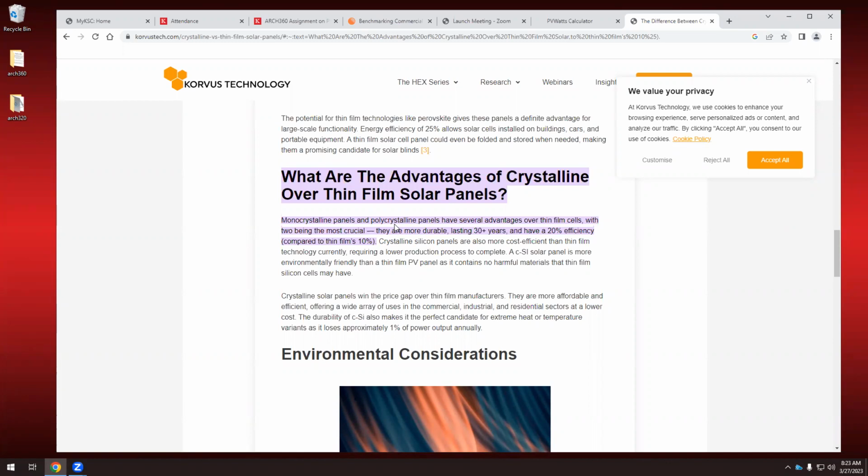The advantages: they are more durable, lasting 30 years, very optimistic, and have 20% efficiency compared to thin film at 10%. Again, the 20% efficiency is the highest efficiency that we can have under standard test conditions, which happens 1 second per year or per decade. But what we have to keep in mind is that the efficiency of the crystalline technology is double that of thin film. So what's the point of using thin film if it's worse in terms of efficiency, in terms of durability?